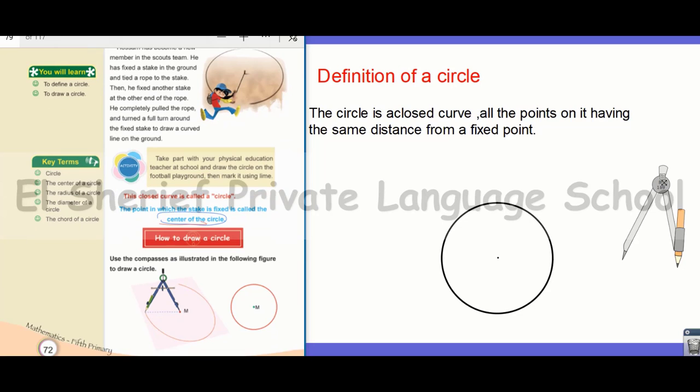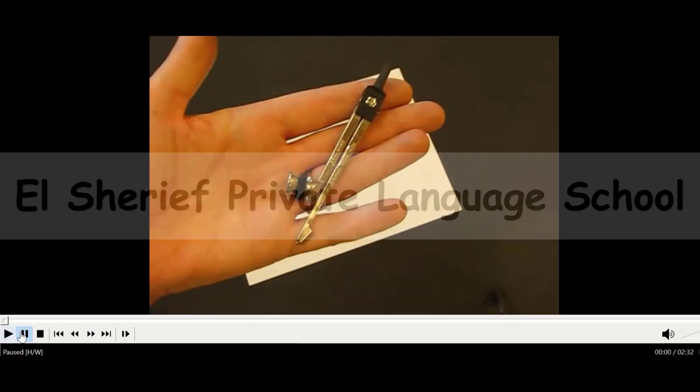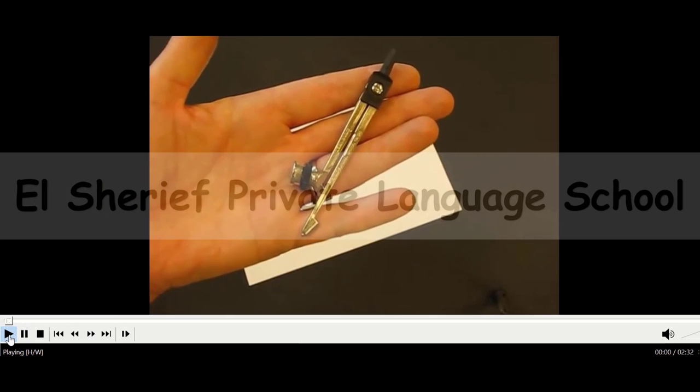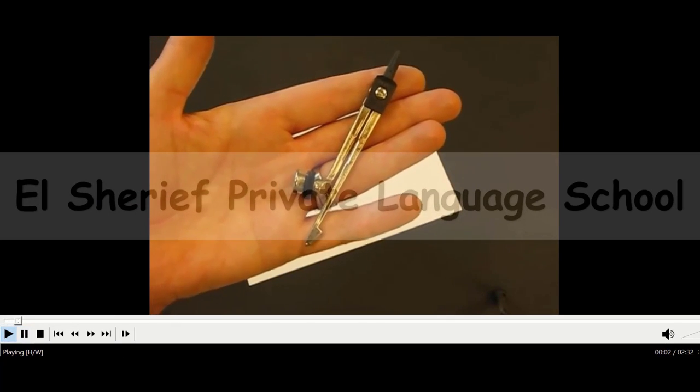How to draw a circle? First, we have a new tool, the compasses. How to know how to use the compasses? Look at this video. This is a demonstration on how to use a compass.